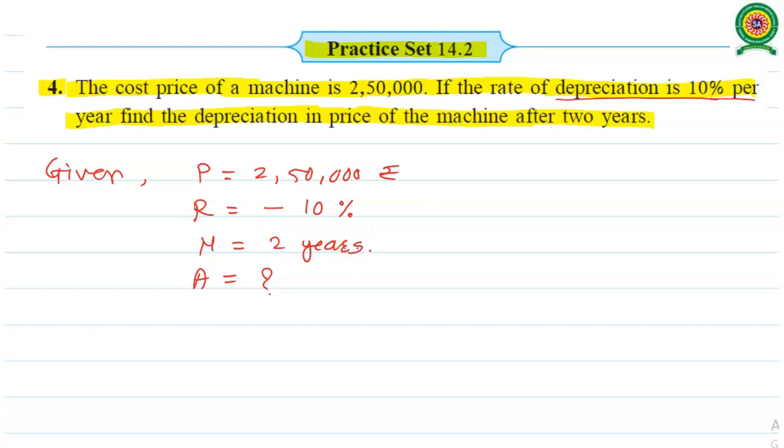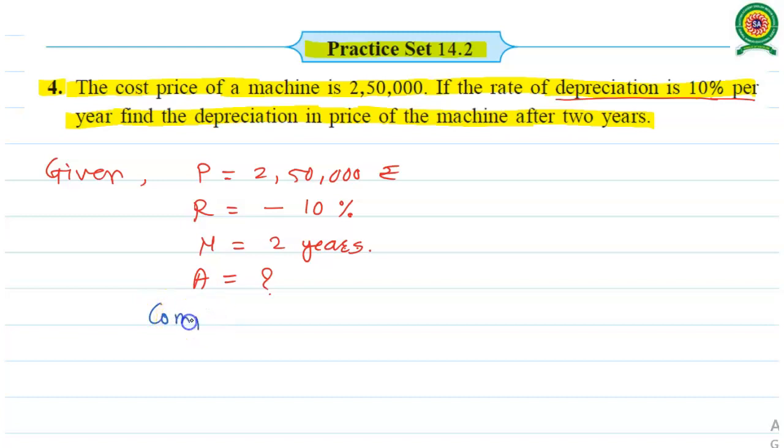So what shall we have to do now? It is compounded annually, the rate per year decreases by 10%, 10%, 10% and so on, so it is compounded annually.